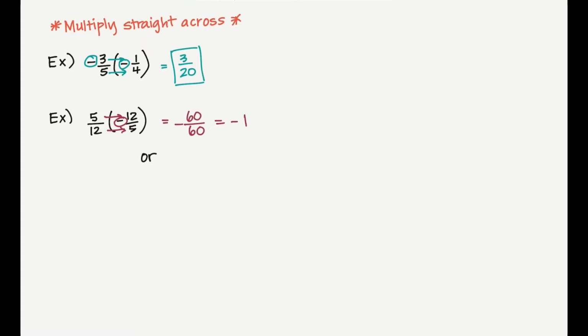Now, another way that you could have solved this to make it even faster was what we call cross-canceling. So anything that's on top and on bottom that is the same, you can just cross them out immediately. Because 12 divided by 12 is 1, and 5 divided by 5 is 1. And since there's a negative, my final answer is going to be negative 1. All right? Let's go ahead and move on to another example.